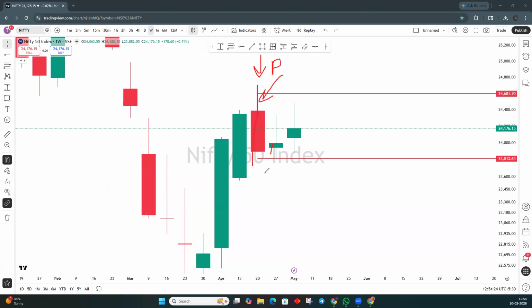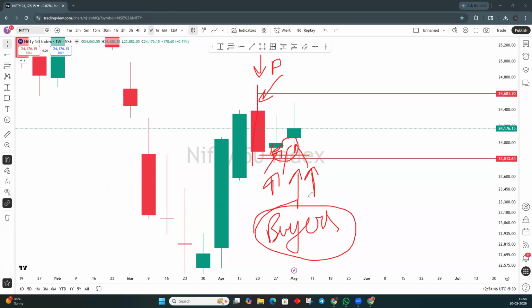Means there are lower levels also, in both the weekly candles, the previous week also and this week also. We can see the wicks are there from the lower levels. Means we can see the rejection is there from this. Means the buyers are trying to take the upside momentum. So these are the buyers, suppose those who are taking the upside also.